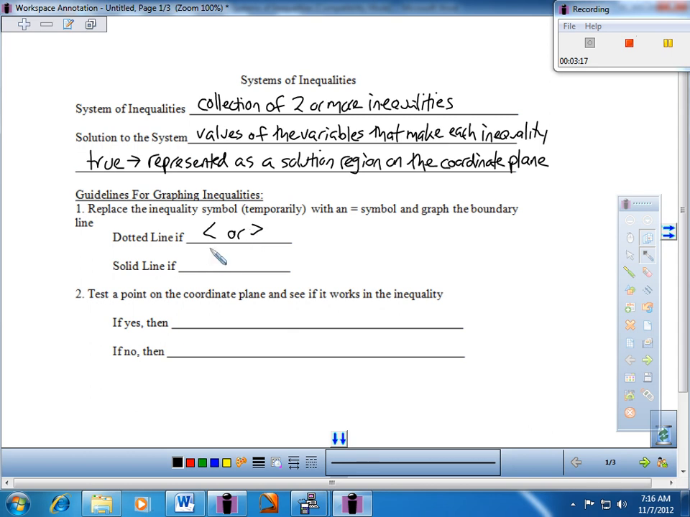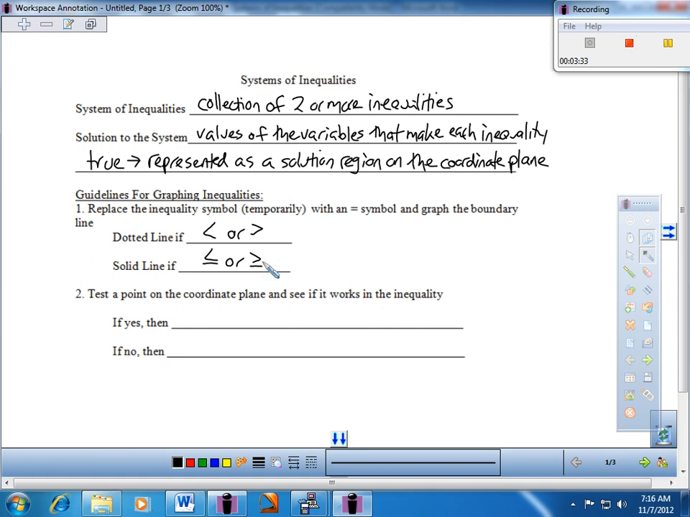And then a solid line would be the or equals piece, so less than or equal or greater than or equal. And that's how we would sort of represent the fact that everything up to and including the values on that boundary line. So dotted if it's not equal, solid if it is equal.